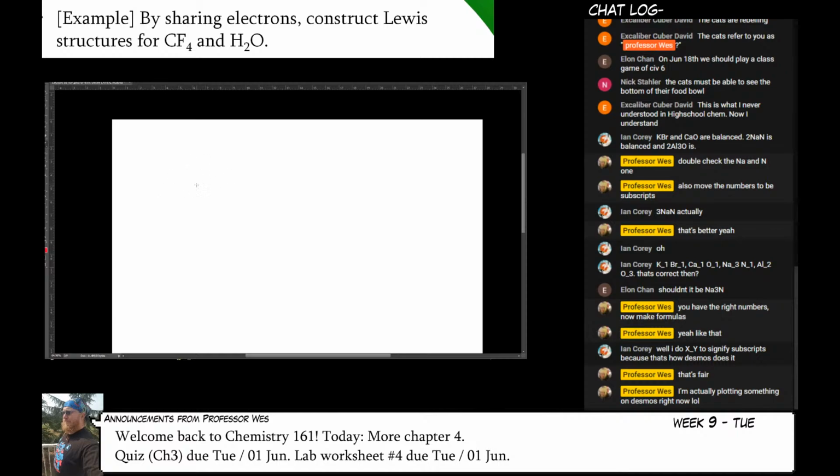All right, so we'll draw a carbon, and I'm going to draw some fluorines here. And you know what I'm going to do? Behold the power of computers. There we go. Let me just merge all those.